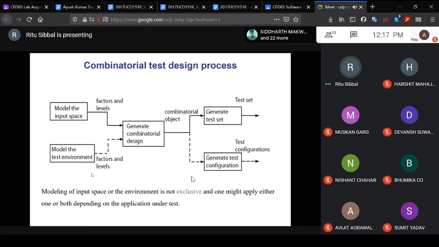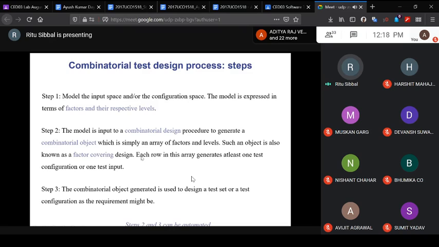Browsers, etc. So the first step is determining the factors and levels of the input space and of the environment. Then we generate a combinatorial design. Now, what is this combinatorial design? The first step is modeling the space. Then this model, that is your number of factors and number of levels of the factors, is input to a combinatorial design. So this will produce a combinatorial object.